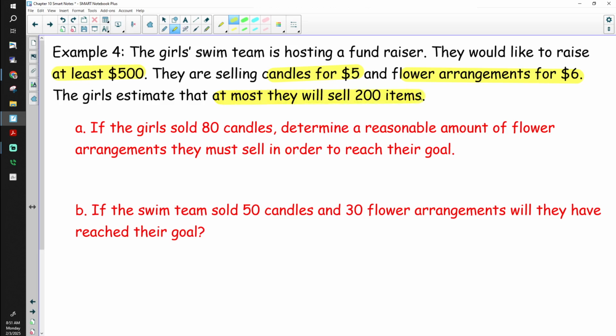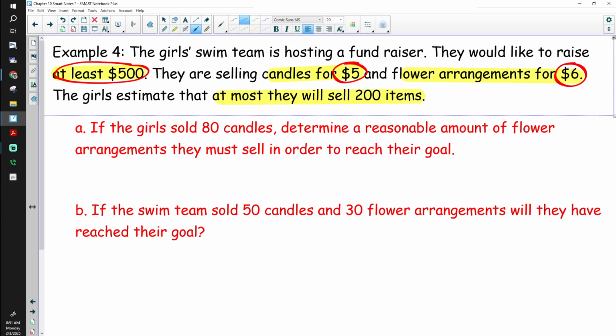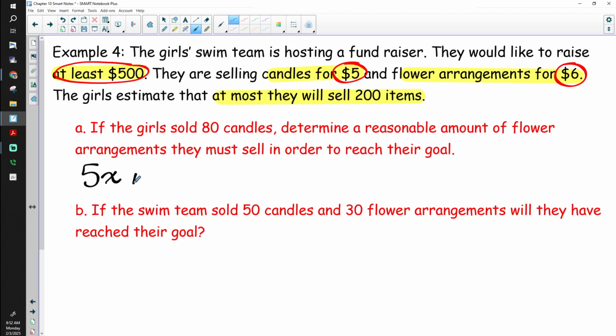Okay? Now again, when we set up our first inequality, we're trying to see what three numbers go together. Exactly, we got 500, $5, and 6. And those are all going to go together because they all are talking about money. So how do I write my equation in standard form? What two numbers are going to go in for A and B? 5 and 6. Yep, 5x plus 6y, and here's where we got to be careful.